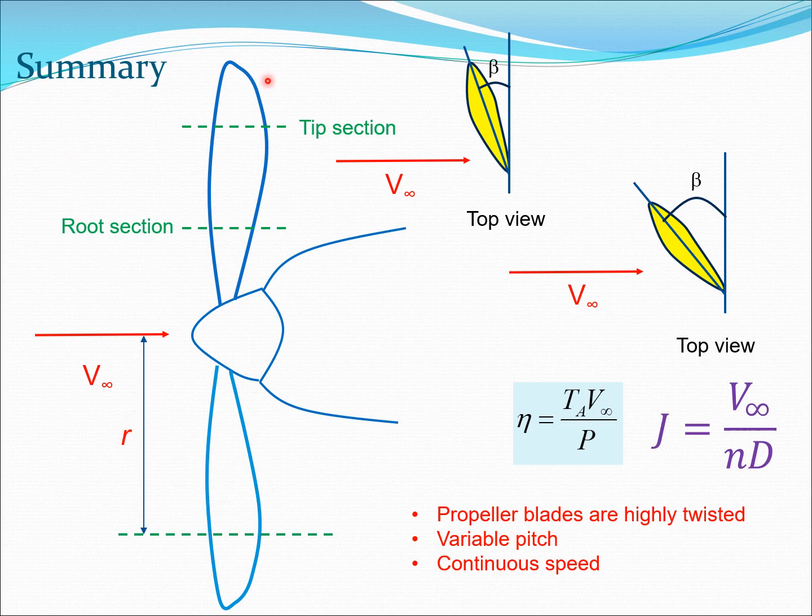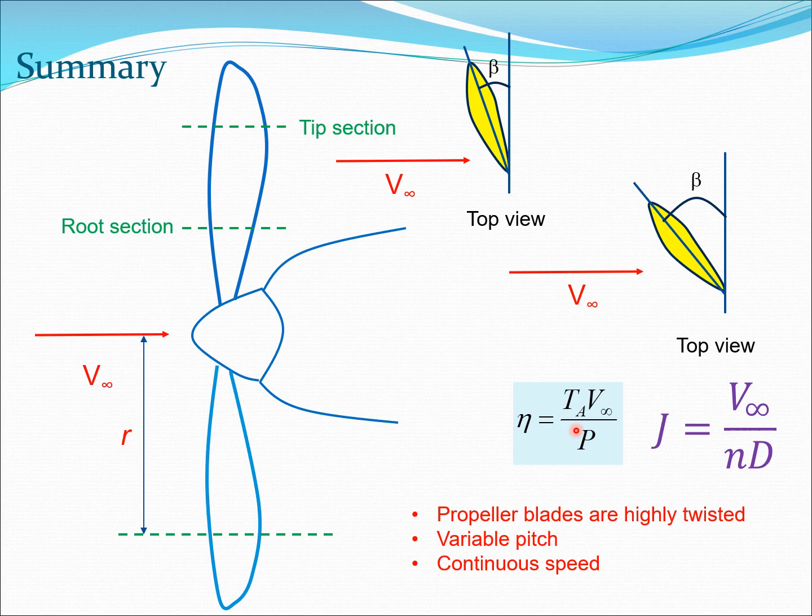So let's return to our picture and summarize what we learned today. We saw that the propeller aircraft is something which is quite useful. We saw that they have highly twisted blades, that the blade has a higher pitch near the root section and a lower pitch at the tip section, and this is done so that the angle alpha seen at different sections is pretty similar and is a good angle for generating lift.